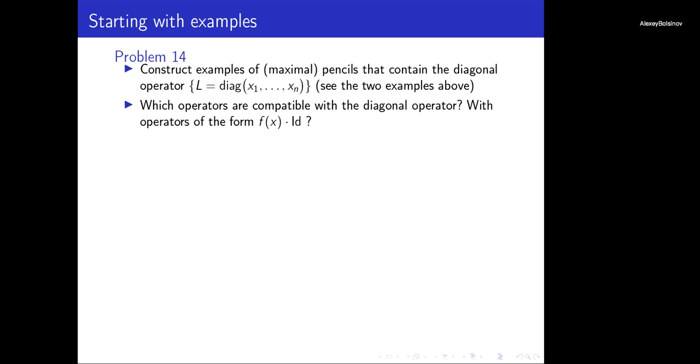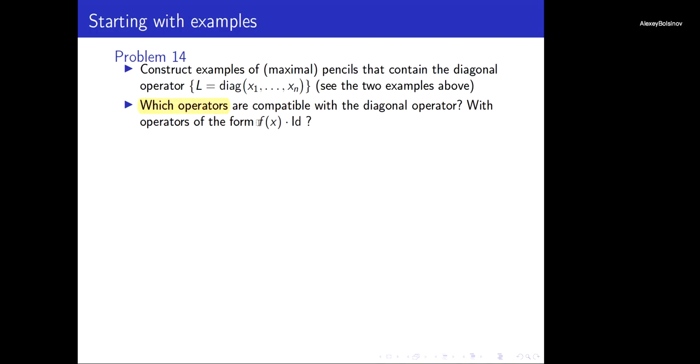It is not so difficult to resolve this relation and describe all such operators, but there is one more condition. This operator itself must be Nijenhuis, and this condition is not linear. So which Nijenhuis operators are compatible with the diagonal one? That needs to be done.